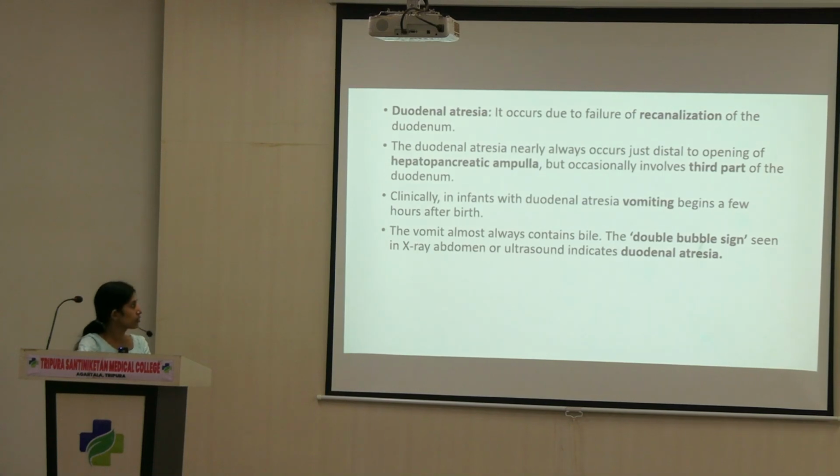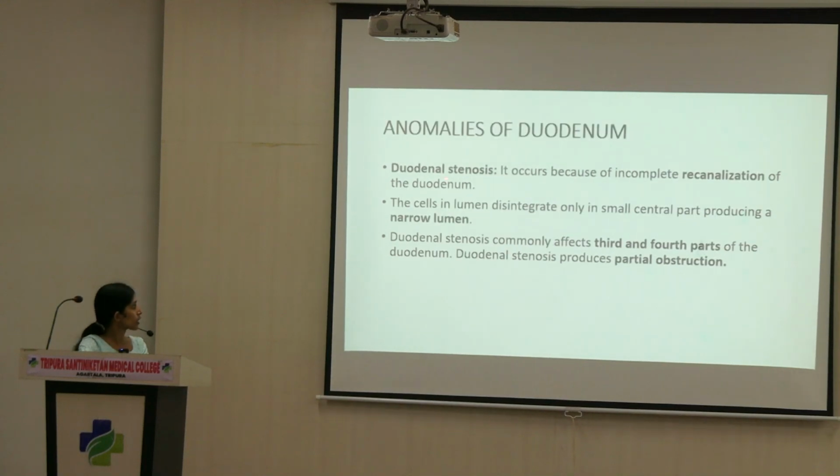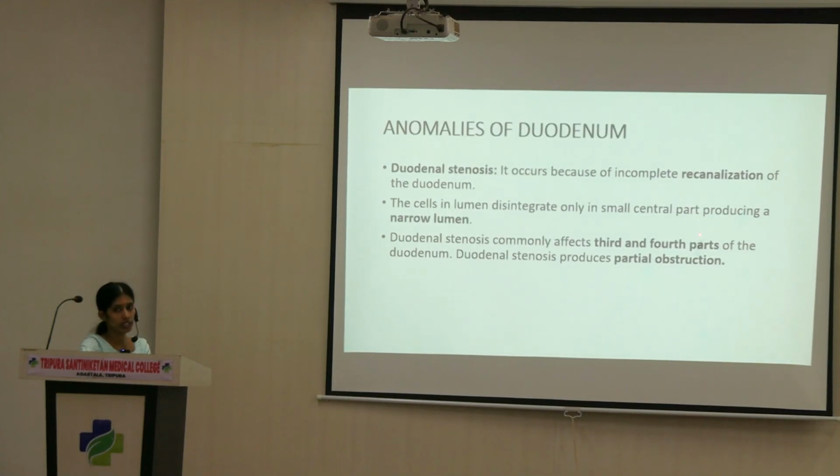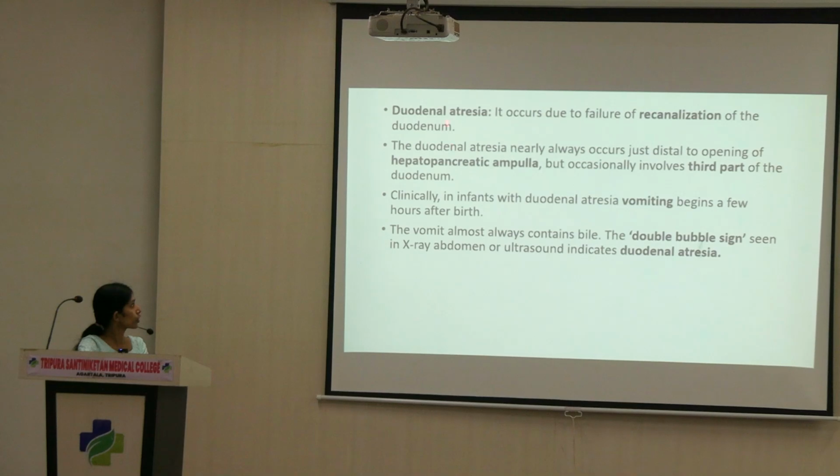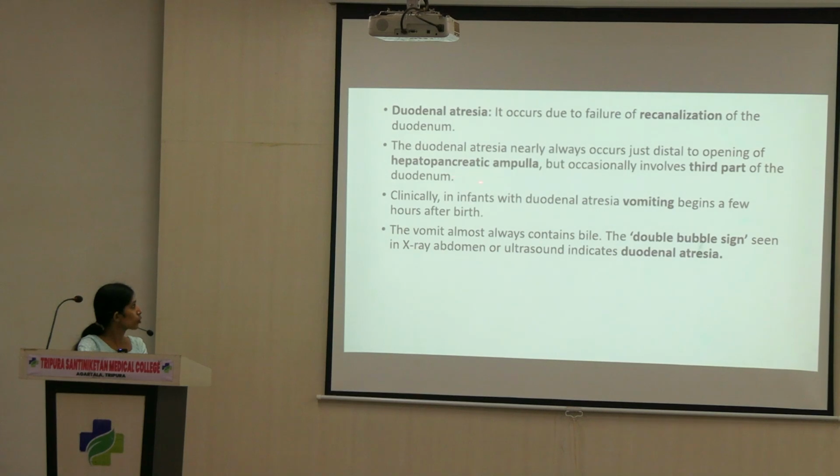Duodenal atresia, the second condition, occurs due to the failure of recanalization. Your duodenal stenosis occurs due to the incomplete recanalization, whereas your duodenal atresia occurs due to the failure of the recanalization. The duodenal atresia nearly always occurs just distal to the opening of the hepatopancreatic ampulla, but occasionally involves the third part of the duodenum.